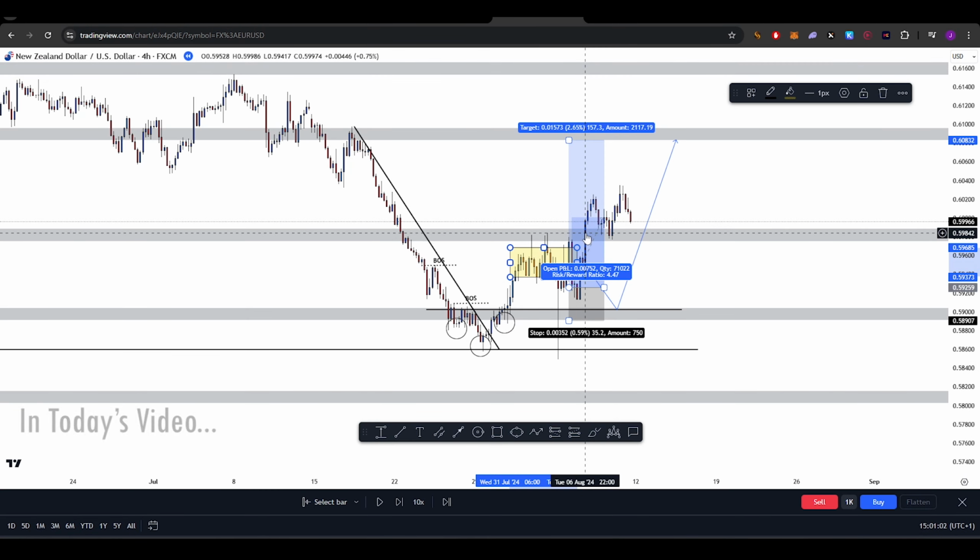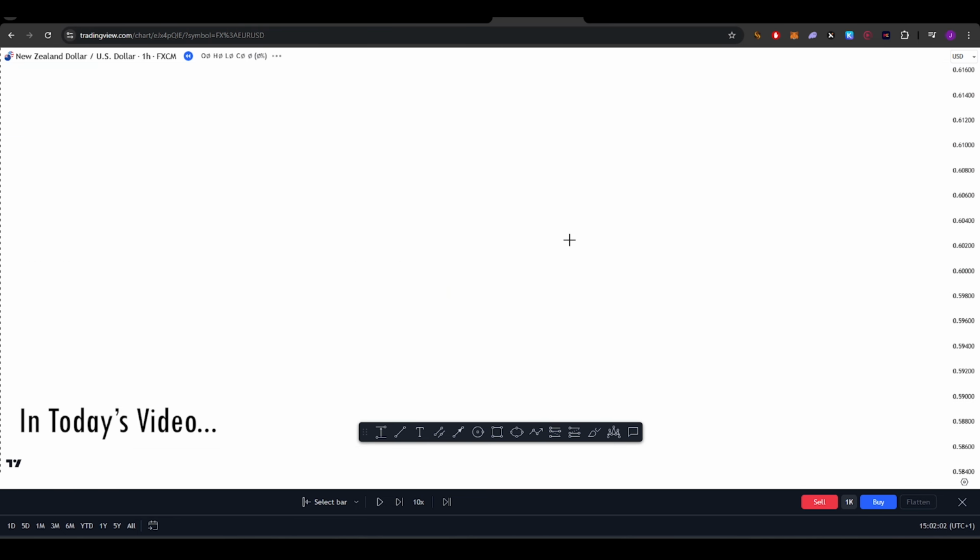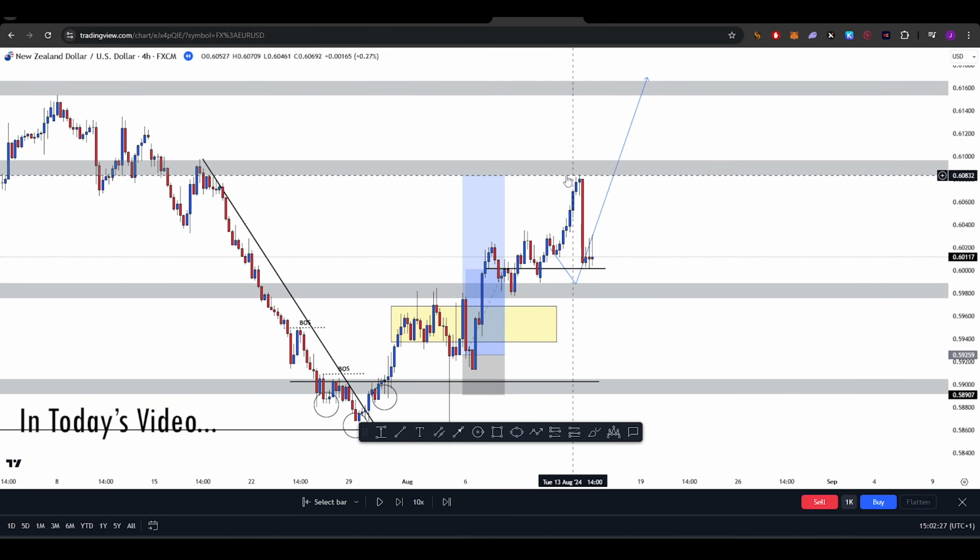Saw this huge engulfing close when I woke up on Wednesday. I was like, yeah, very confident in this trade now. Come back, retested it. So that could have been potentially a second entry. As soon as our target was hit, look at the rejection.